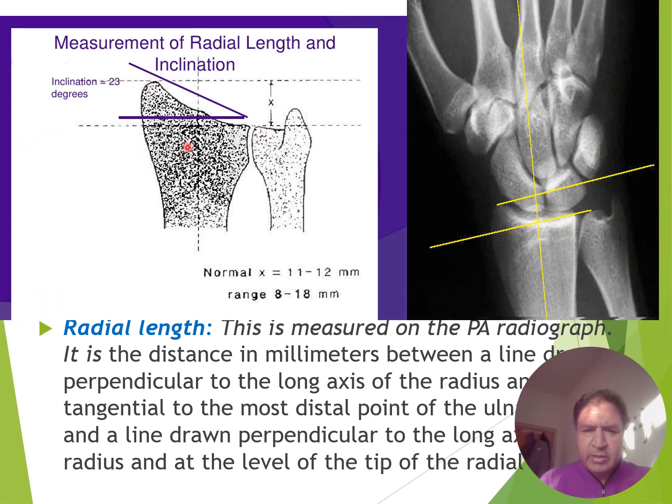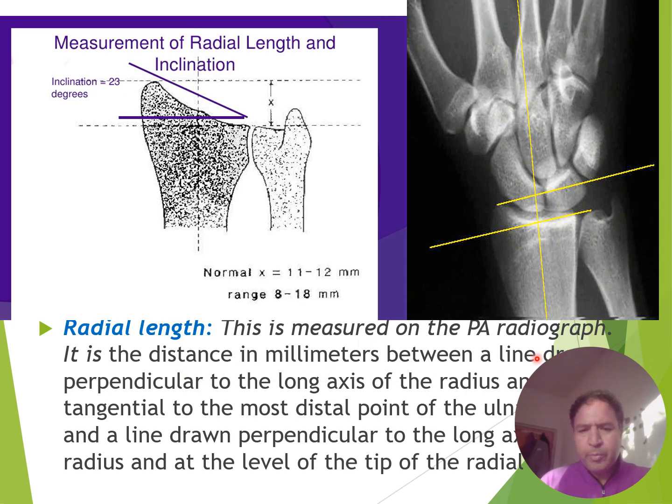Here you can see this is x. What is x? Normal x is 11 to 12 mm. The range is 8 to 18 mm. Radial length is measured on the PA radiograph. We measure it here. This x is usually 11 to 12 mm, and the normal range is 8 to 18 mm.